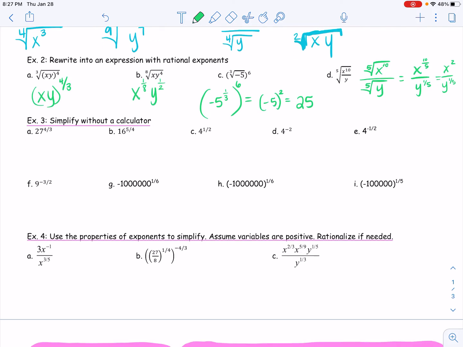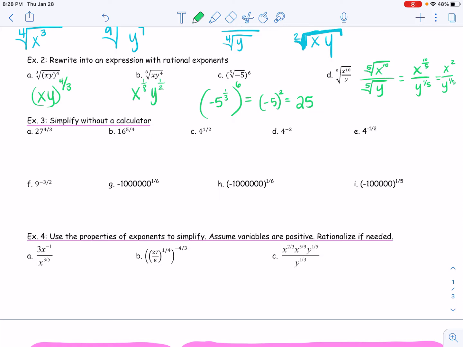So then notice example 3 says simplify without a calculator. Here's where those top numbers that you should know really come in handy. You should be able to recognize, oh, 27 is a perfect cube. I know the cube root of 27 is 3.